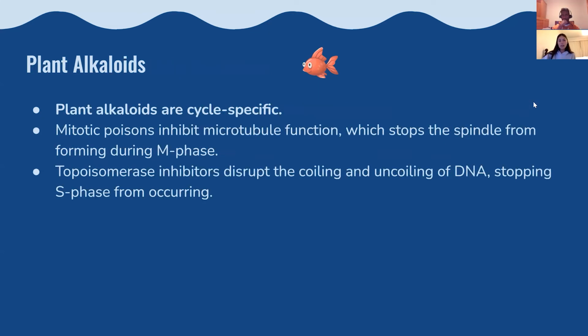Plant alkaloids. These are another type of drug that is cycle specific. And we've got 2 different ones. We've got mitotic poisons. These inhibit microtubule function, which stops the spindle from forming during the M phase of the cell cycle. And then we've got topoisomerase inhibitors, which disrupt the coiling and uncoiling of the DNA. So this stops S phase from occurring.